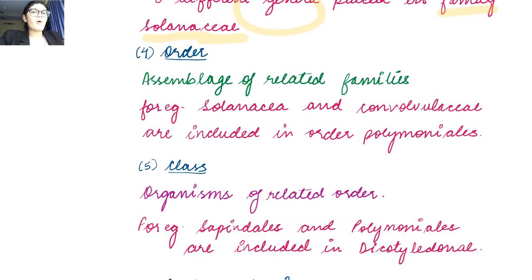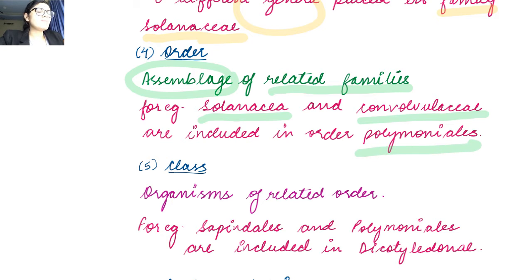Now an order will be an aggregation or an assemblage of related families. So for example, Solanaceae and Convolvulaceae are included in the order Polymoniales. Solanaceae और Convolvulaceae ये दोनों क्या है? These are families and they are similar इसलिए they're included in the order Polymoniales. ठीक है?